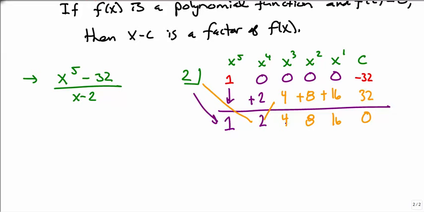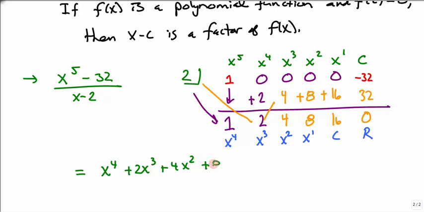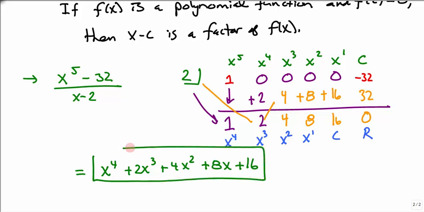So now I'm going to keep track of my coefficients again. X to the 5th, 1 less power would be x to the 4th, x cubed, x squared, x to the 1st, constant, and remainder. So everything goes down by a power. So now when I write out my solution, this tells me I have 1x to the 4th plus 2x cubed plus 4x squared plus 8x plus 16. My remainder is 0, so I don't even include it.